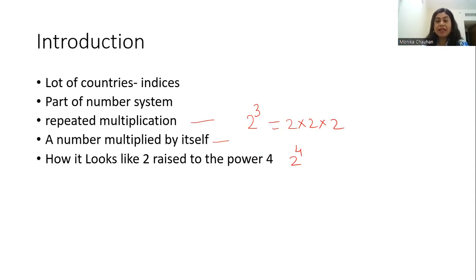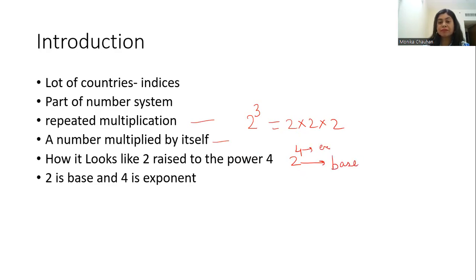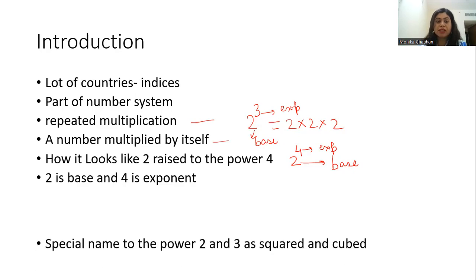Next, what do we call base and exponent? So here 2 is called the base and 4 is called the exponent. Similarly, in the above example, 3 is called the exponent and 2 is called the base. So these are the 2 things which you should know initially.